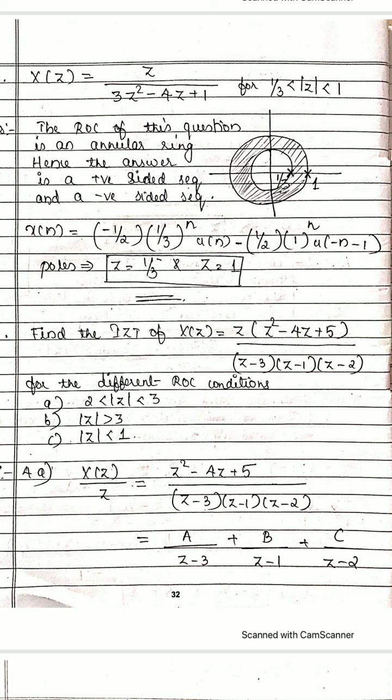Okay, please do the homework. Find the inverse Z transform of X of z is equal to z into z square minus 4z plus 5 divided by z minus 3 into z minus 1 into z minus 2 for the different ROC conditions, right? When z is located between 2 and 3, when z is greater than 3, and when z is less than 1. Very simple problem, please try it.